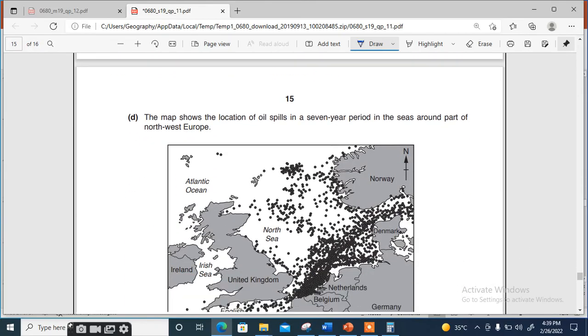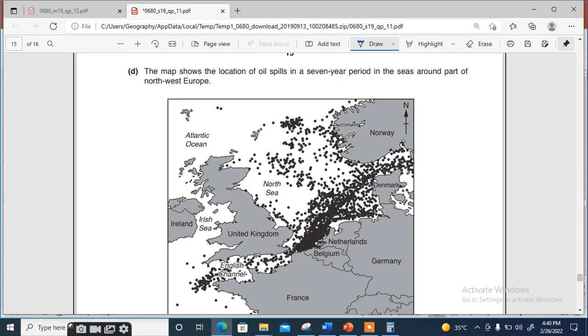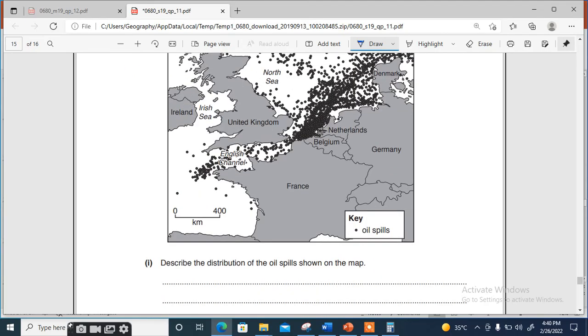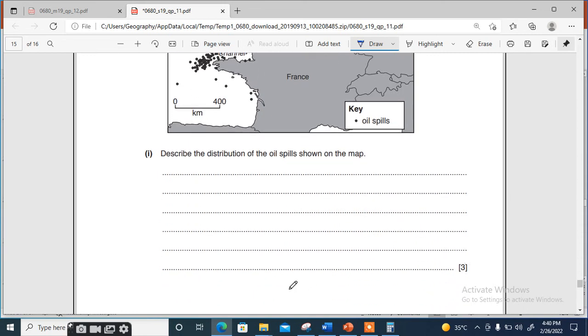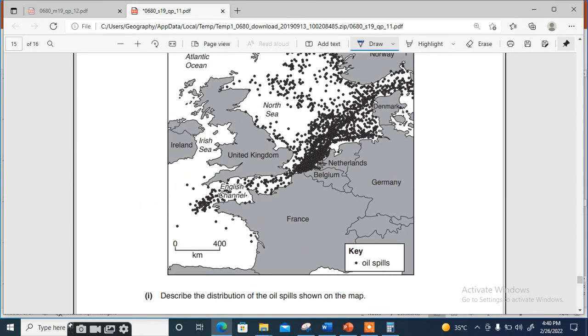Now the map shows the location of oil spill in a 7-year period in the sea around part of northwest Europe. Okay, that's the map. They say describe the distribution of oil spill shown on the map. So if you're looking at distribution of oil spill shown on the map, most oil spill, you use relative location now. Let me use North Sea for example. This is my NEWS, never ever smoke weed.